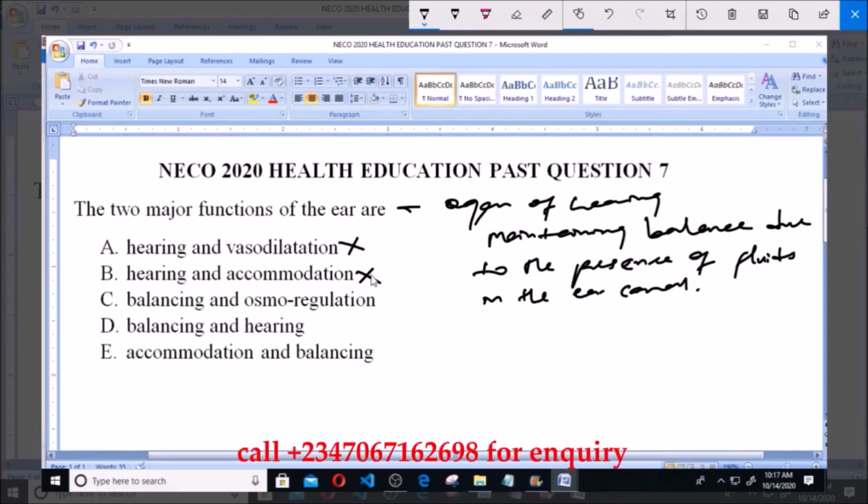Balancing is a function of the ear, like I've described, but osmoregulation is not the function of the ear. Osmoregulation is a function of the kidney. Now this is balancing and hearing. Balancing and hearing are the two major functions of the ear, like I've described, so it is correct.